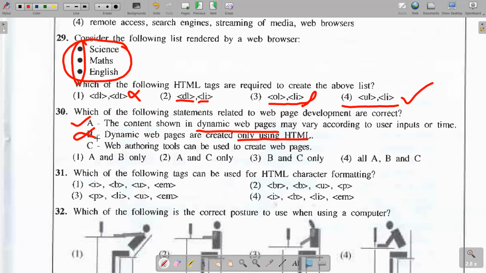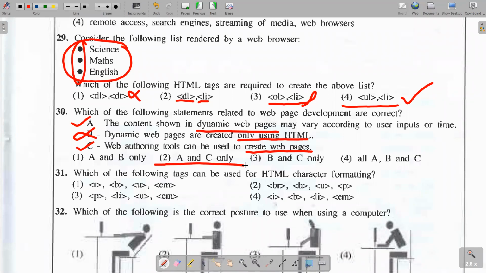Web authoring tools can be used to create web pages. Yes, software like Dreamweaver, Composer, Blue Griffin, right? There are many. So of course, you can take the second one as the correct answer, A and C.